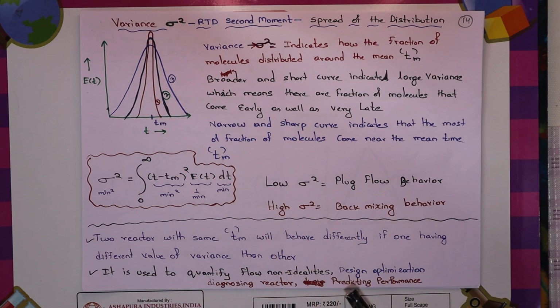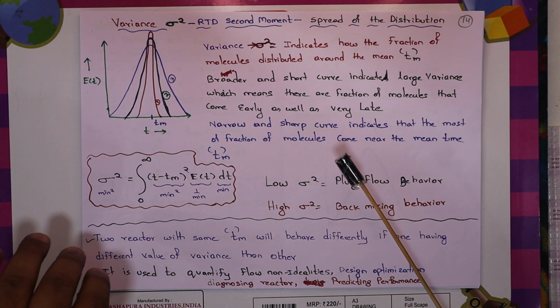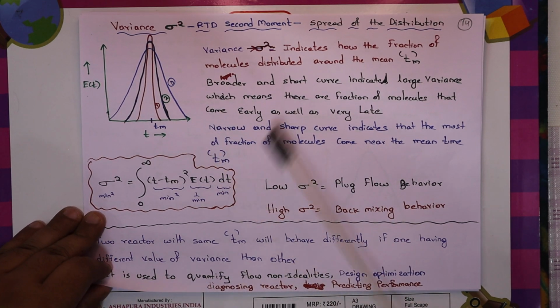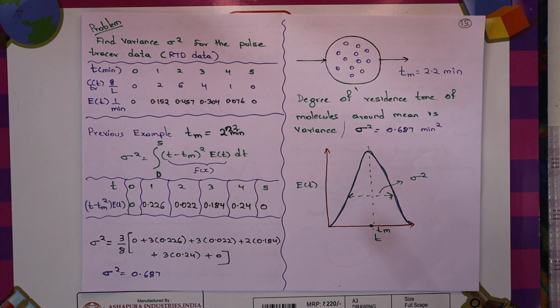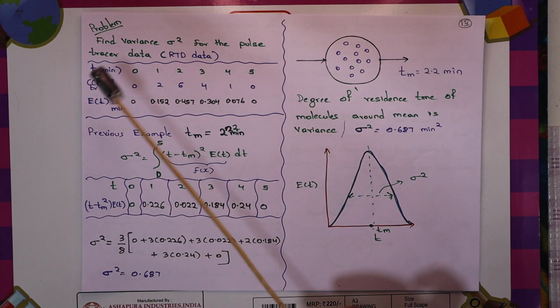It also helps in predicting the performance. So this is the broad use of sigma square. Variance gives some information about the non-ideality in the reactor. So let us see one example of how to find variance for a pulse tracer.